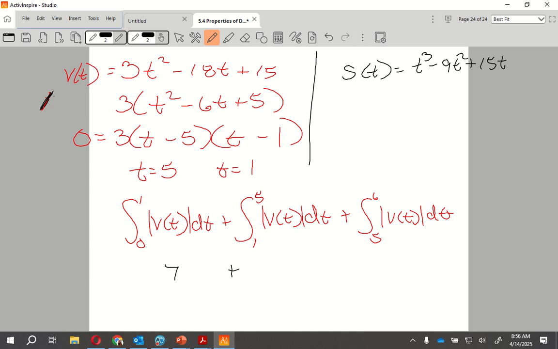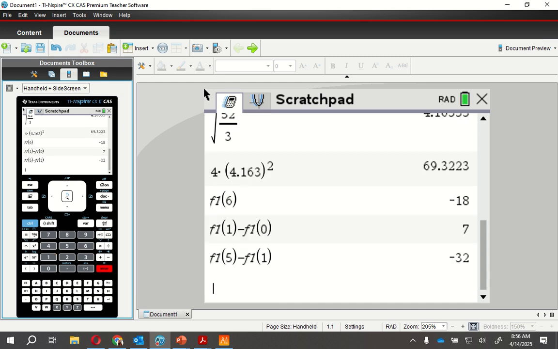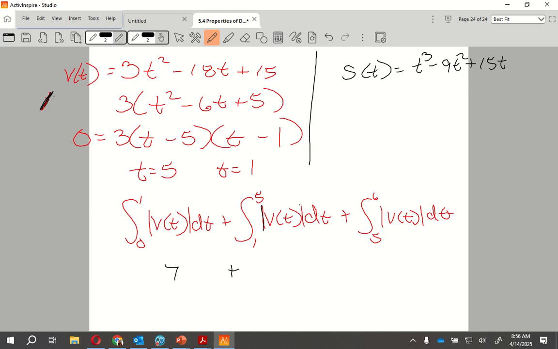Next one, it's from 1 to 5. s of 5, my top minus bottom, always, top minus bottom, minus s of 1, negative 32. So if that's negative 32, what does the absolute value do? That's going to make it a positive 32. The negative 32 on that velocity is saying that I went backwards 32.